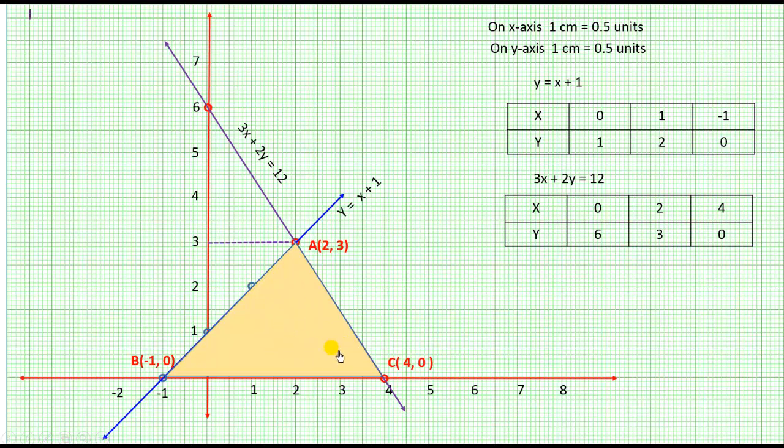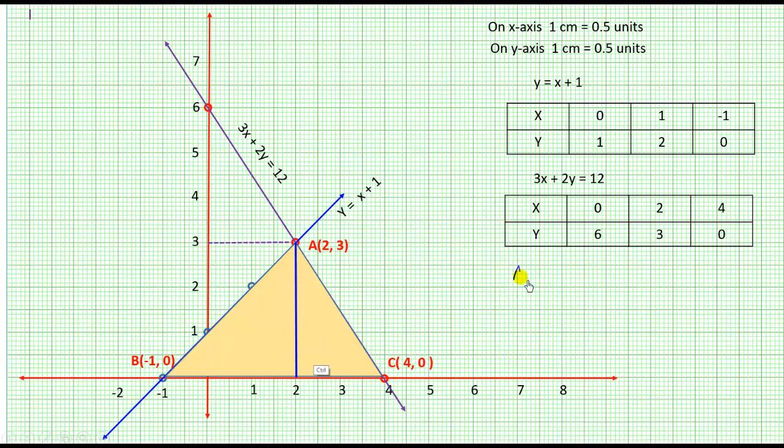So to find the area of the triangle, we have the formula: area of triangle is equal to 1/2 base into height. So for that we will require the height. So this will be the height and this will be the base of the triangle. So height will be 3 units and the base will be 5 units, 1, 2, 3, 4 and 5. So 5 units will be base and height will be 3 units. So we will solve that.